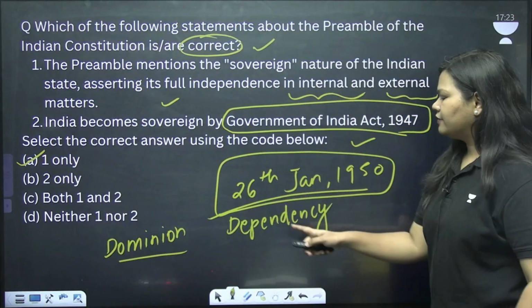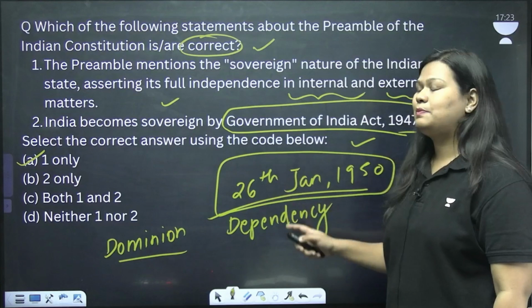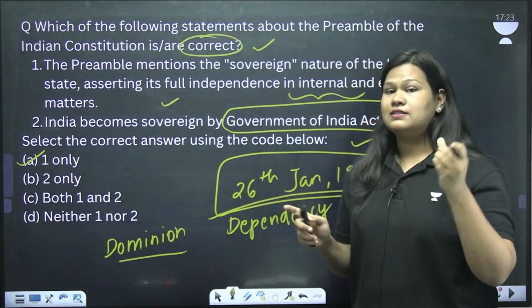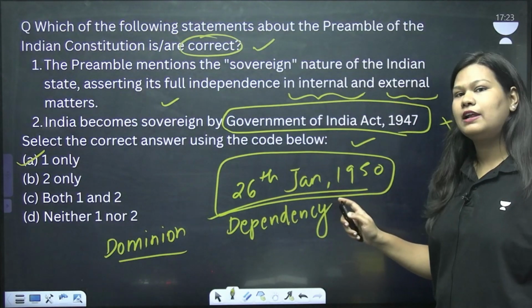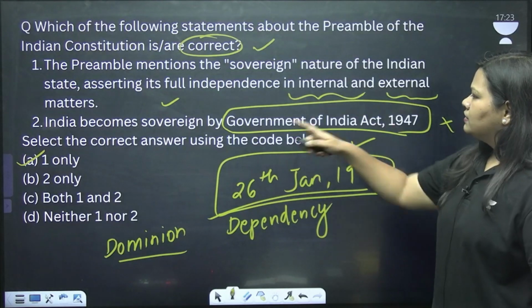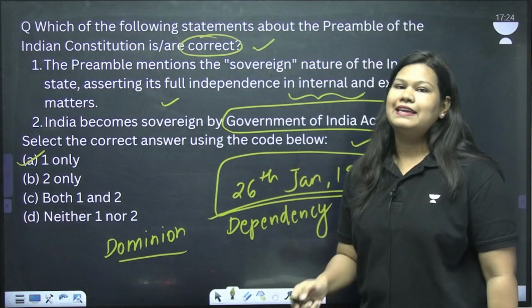Hope you got these, and if you don't know the meaning of these terms, you can watch my video on preamble where I have explained these terms. You can find the video in the live session. That session was live, so you can find the lecture on preamble where you'll understand these terms and what they mean for India. So India became sovereign on 26 January, hence this statement is wrong. So the correct answer is A only.